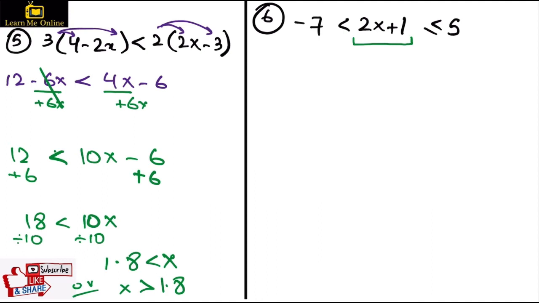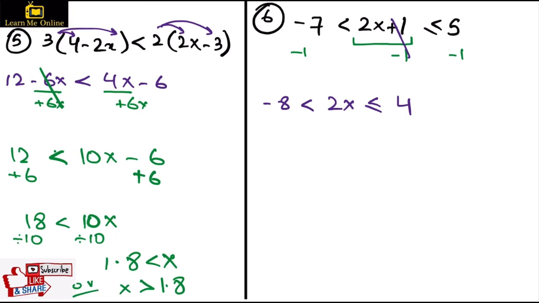First of all, I'm going to start with 1. So the inverse of a plus 1 is a minus 1. And I'm going to do it with all the three terms. So 7 minus 1 would be minus 8. Then you're having minus 1 plus 1 cancels. You would have just 2x here. And then less than or equals to 5 take away 1 would be 4.